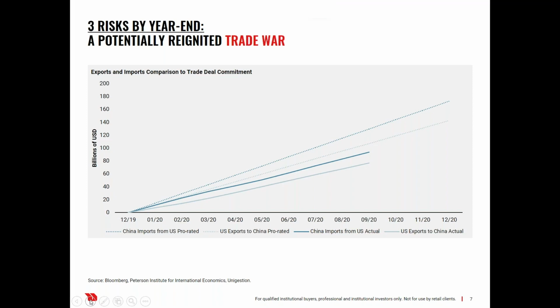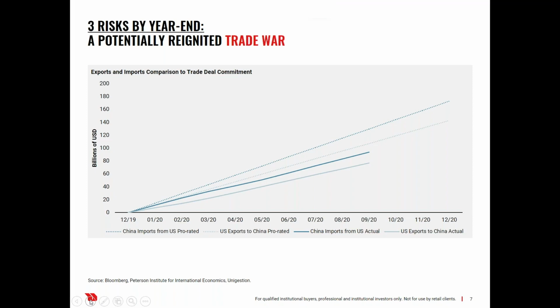export statistics. The dashed lines here on this chart just give you a simple linear extrapolation of what those yearly numbers would mean if they were prorated monthly. And then what we show in the solid line is the actual amount of China purchases, again, measured using either import data from China, that's the dark blue line, or export data from the U.S., that's the light solid blue line. As the chart shows, China is meaningfully behind its commitments.